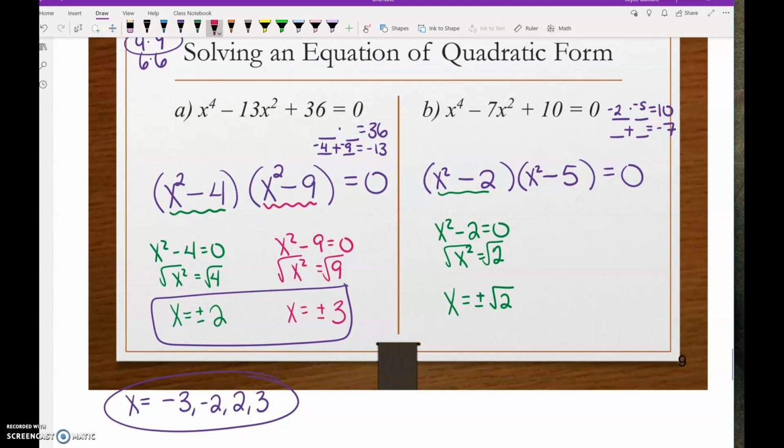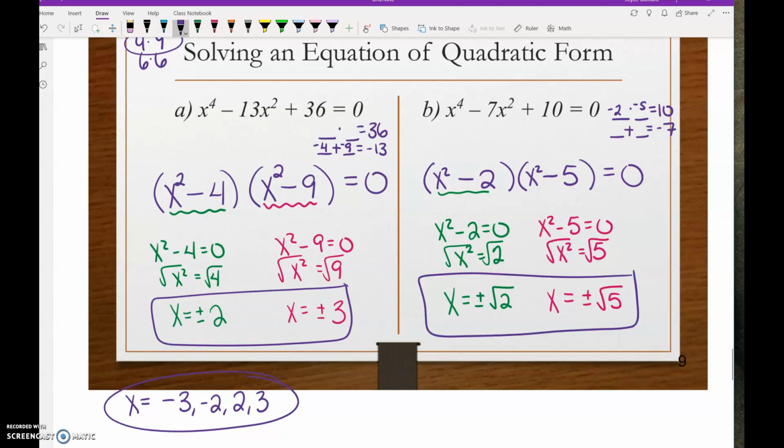This other portion, x squared minus 5 equals 0. Add 5 to both sides, square root. x equals positive or negative square root of 5. There are the 4 solutions.